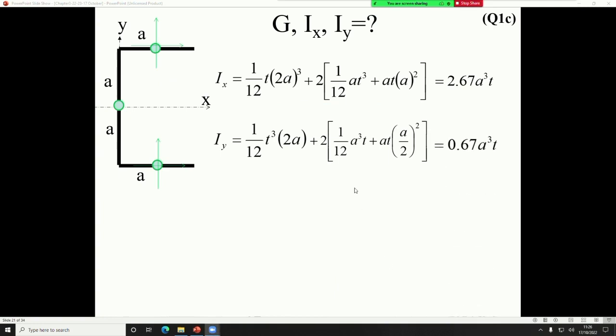So again here, T cubed can be ignored. So here we end up with 0.67 A cubed T. So you can see this channel section has got more stiffness if it's subject to bending about the x-axis rather than the y-axis. You can see this is almost three times the other value. So it is stiffer, and stronger as well, if it's subject to a bending moment about the x-axis.